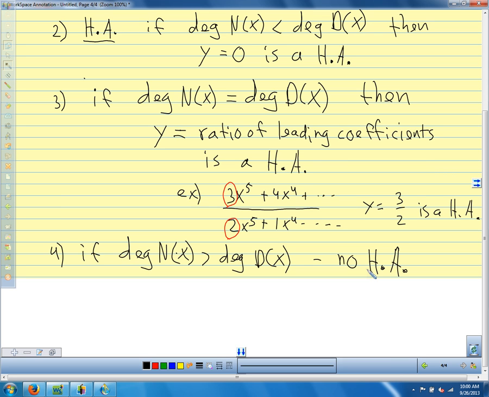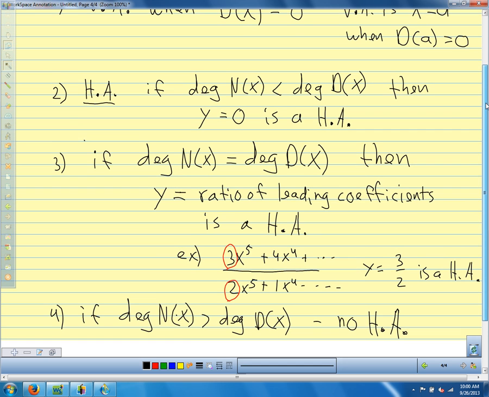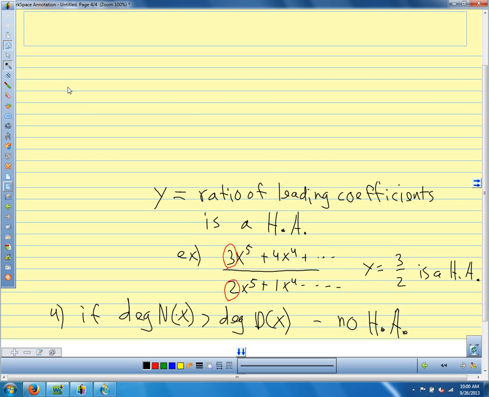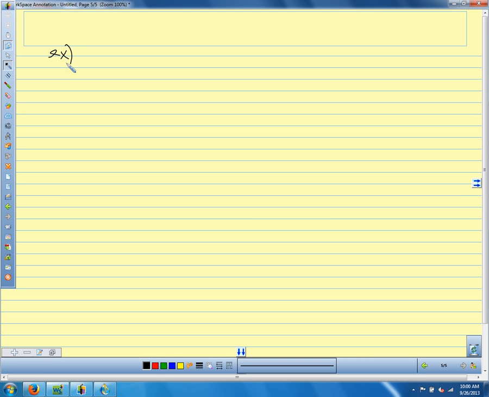So any questions on our rules? Not too much to remember. Vertical asymptotes are easy when the denominator equals 0. Horizontal asymptotes, we just have a couple of things to remember about how the degrees of the numerator and denominator are related. All right. Let's look at this rational function.